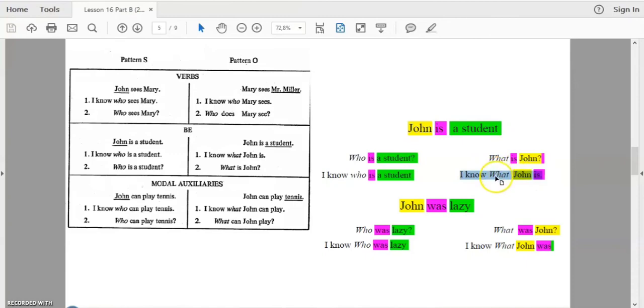I know, WH question, and then subject, after that the to be. And if we want to change the tense, we can make it like this. John was lazy. Who was lazy? Or "I know who was lazy." And pattern O: what was John? And then "I know what John was."